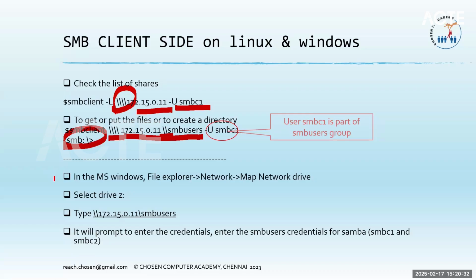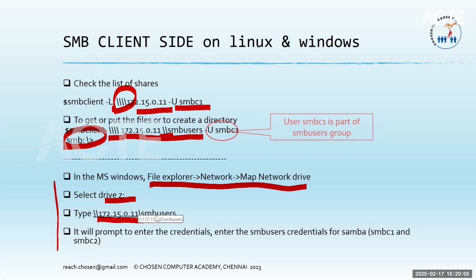In the same way, coming to Windows, we may have to go to File Explorer, Network, Map Network Drive. We can take a drive name, Z, and we will have to give the IP address and the name of the shared directory, which is smbusers. Once it is given, it will prompt us to enter the credentials that we have given for SMBC1, the user that we have configured to use the SAMBA server.